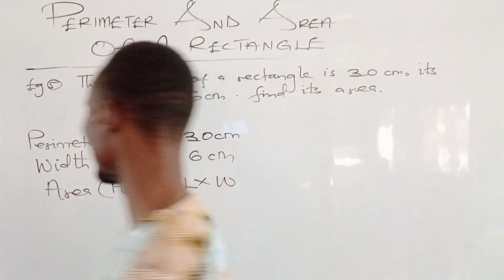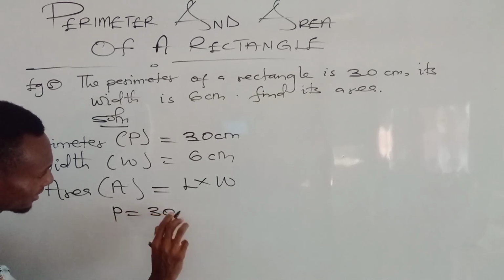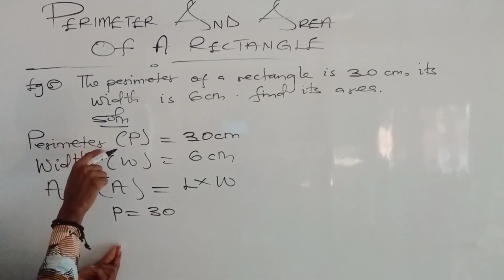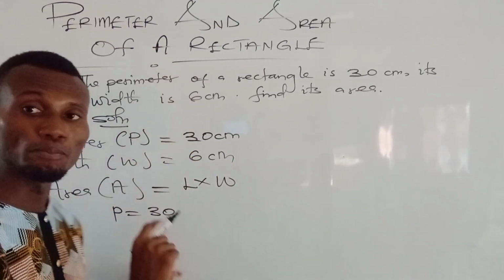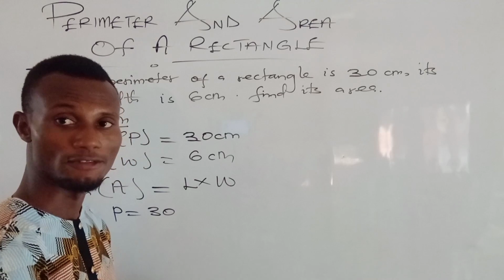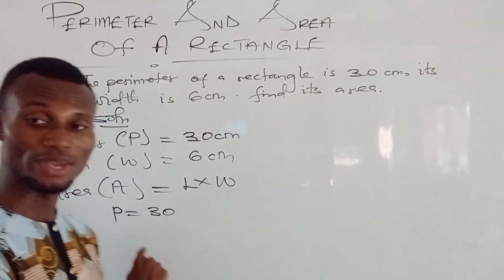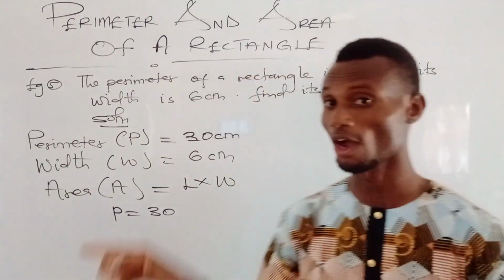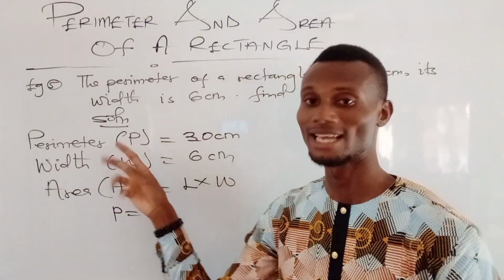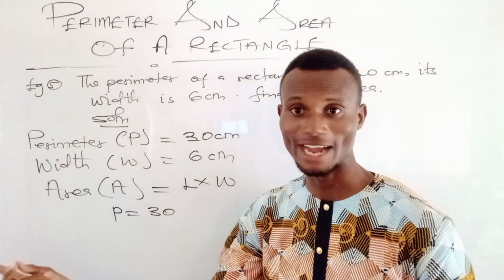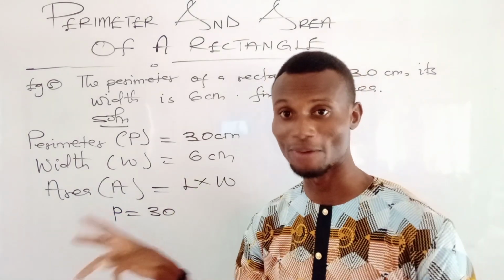So let's come to the perimeter. We have P equals 30. You've written perimeter in brackets P equals 30. Now, in place of P, I can put the formula for finding the perimeter of a rectangle there. Because P represents the perimeter of the rectangle, as we've defined here, P in brackets the perimeter. So in place of this P, we can put the formula for finding the perimeter of a rectangle.